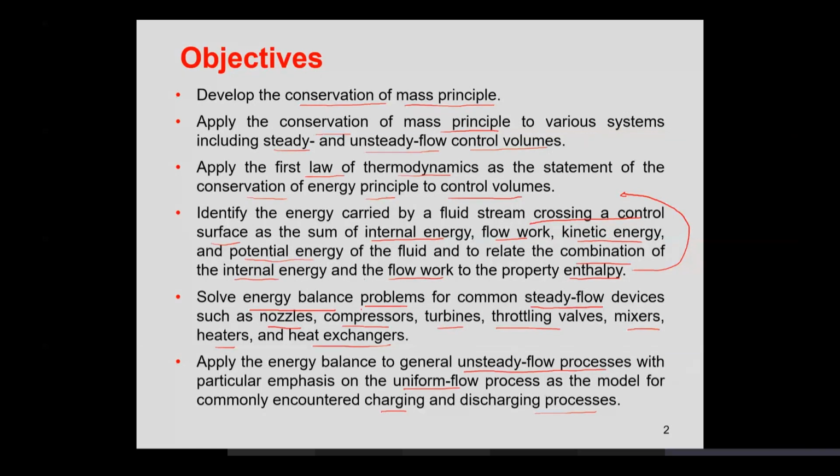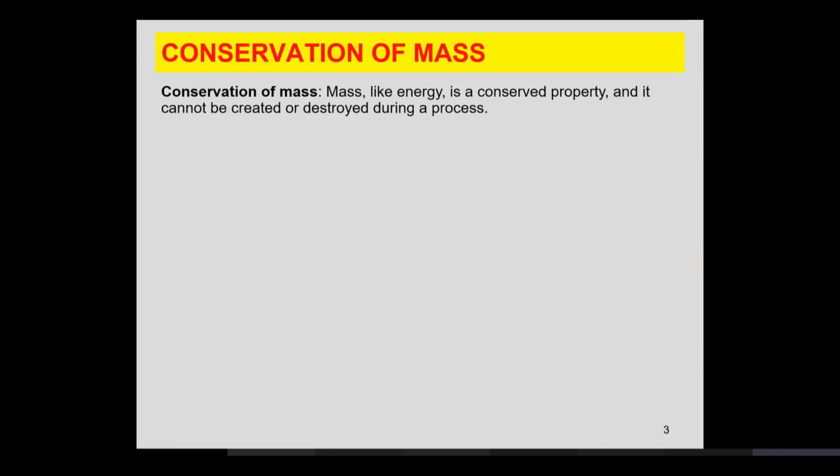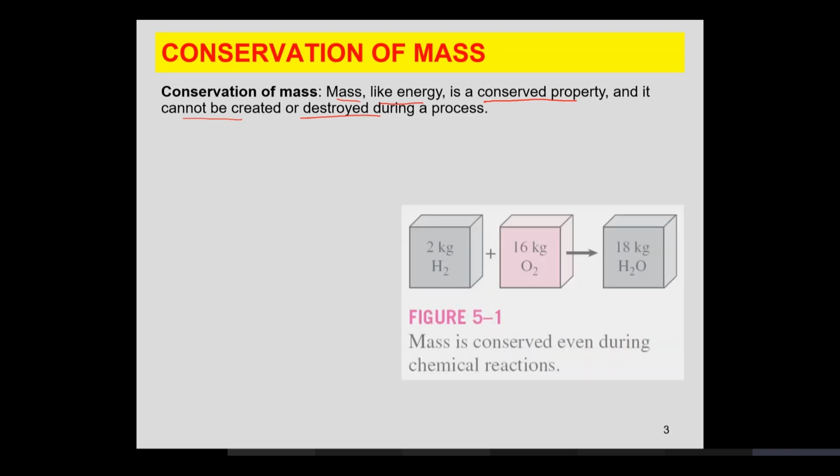So let's move on and try to understand the conservation of mass principle. It says that mass, like energy, is a conserved property. Just like energy, it cannot be created or destroyed. We'll see the specific case where we see the interrelationship of mass and energy, but the reality is that mass, just like energy, is a conserved property. For closed systems, you are not interested in mass balance.